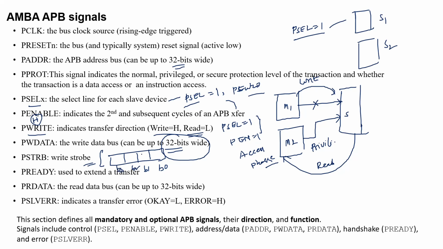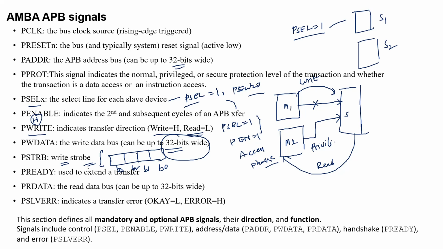So in this, which bytes are there, and in which byte valid data is available, that defines the PSTRB signal. The PSTRB signal defines which byte has valid data. Okay, so that defines the strobe signal.